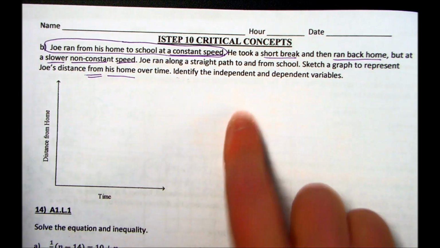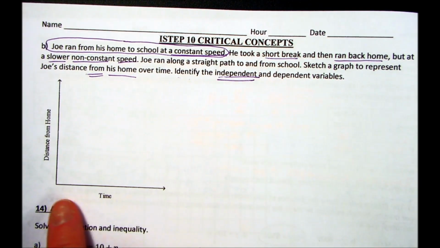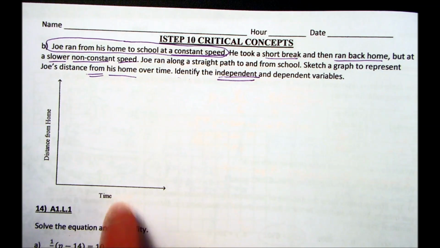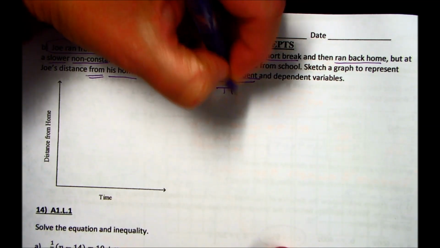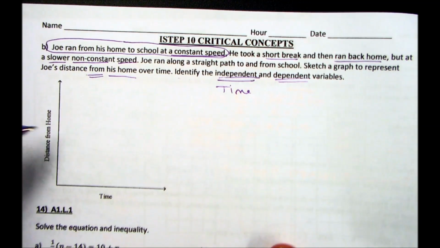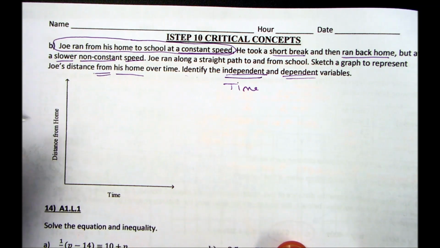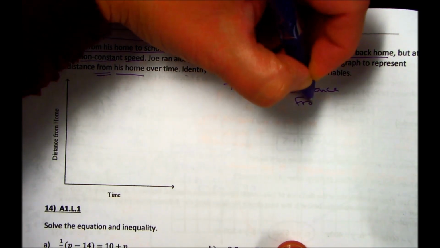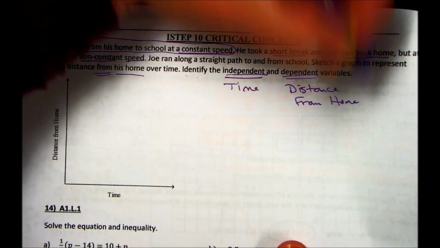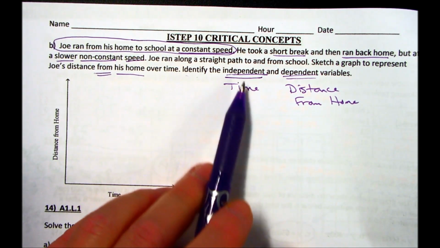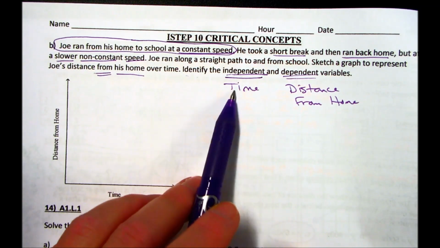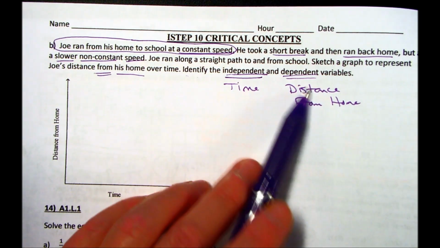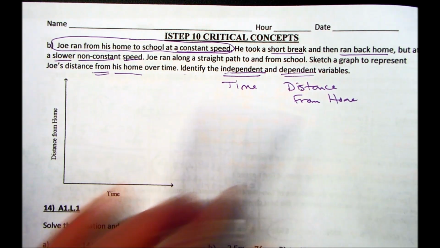Your independent variable is the one that's on the horizontal axis. That's going to be time. And the dependent variable is on your vertical axis, which is the distance from home. If you were looking at an equation or a function, the independent variable is the one that's being plugged into the function, or the input. The dependent variable is the output value.